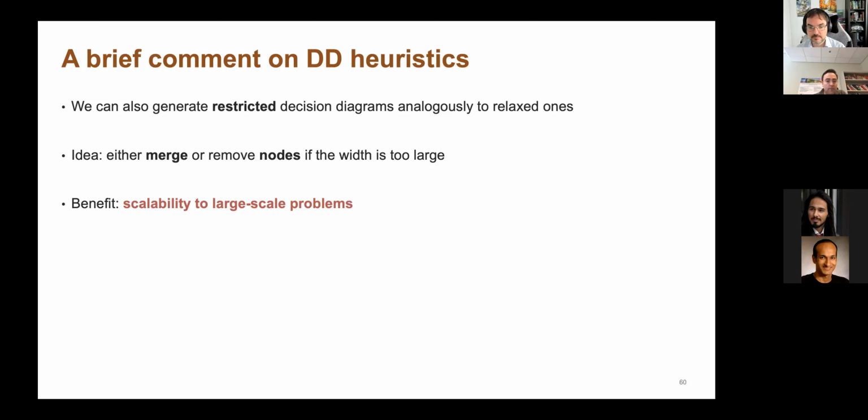Okay. So let's talk very briefly about restricted decision diagrams, which are analogous to relaxed ones, except they work in the opposite way. So the idea is either to merge or remove nodes if the width is too large. And it's super scalable and really, really good for large scale problems.